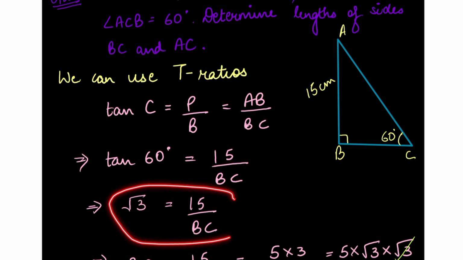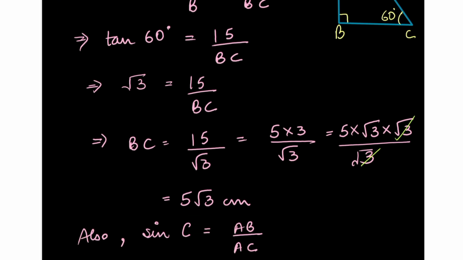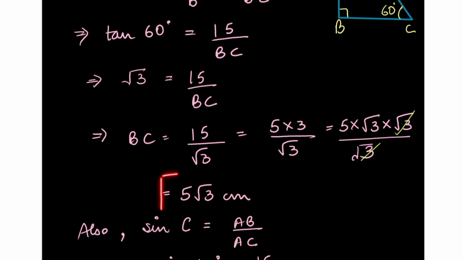So rearranging this, we can get the value of BC to be 15 by root 3. We generally do not keep root in the denominator, so we can just simply multiply and divide by root 3 in the numerator and denominator. Solving this, we get the value of BC to be 5 root 3.